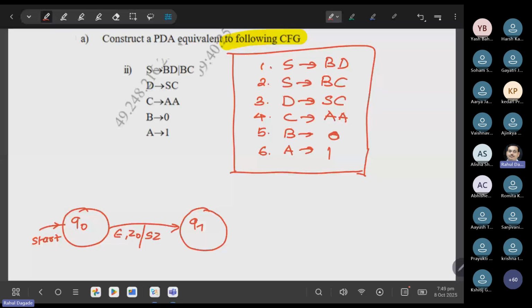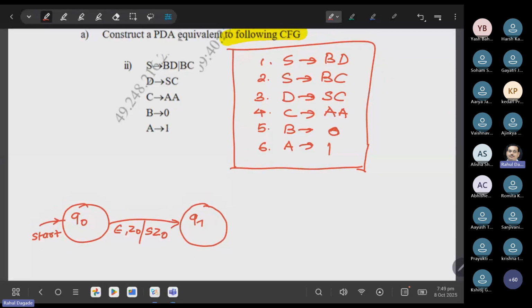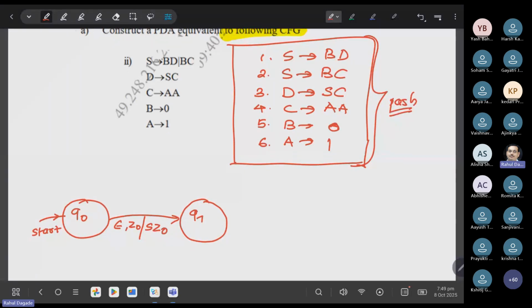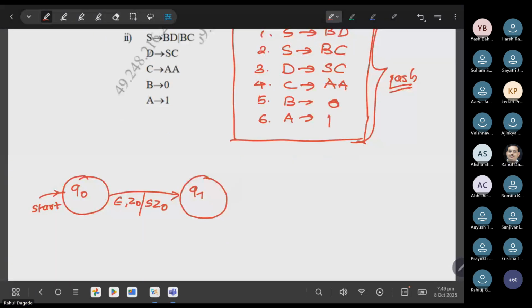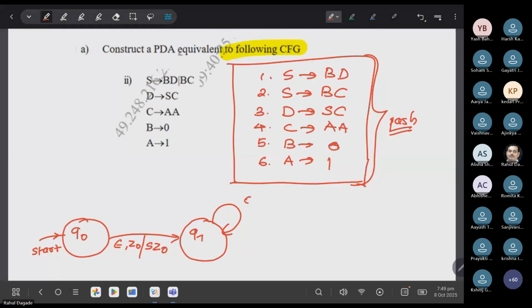Now in the Q1 state, we will write the productions. These will be all push productions. When null is the input and S is on stack, we remove S from stack and add its production, which is BD. Similarly, for the second production, when null is input and S is on stack, we add its production, BC.